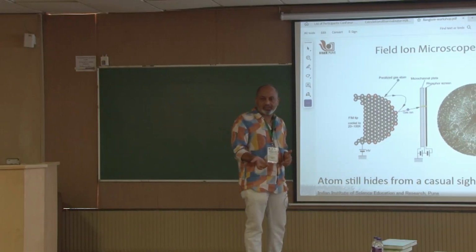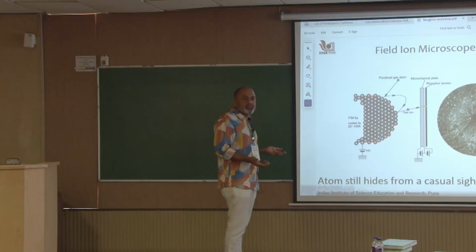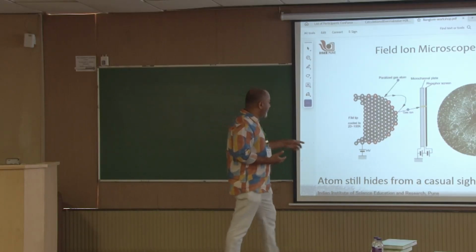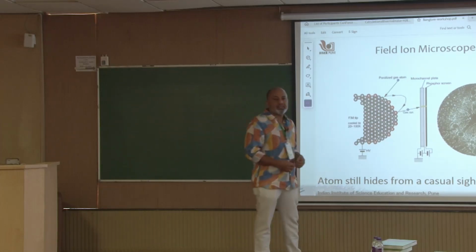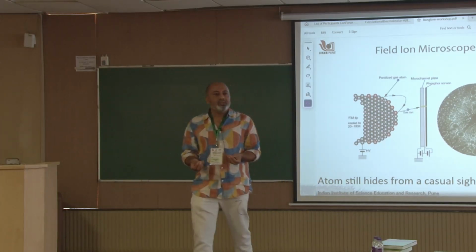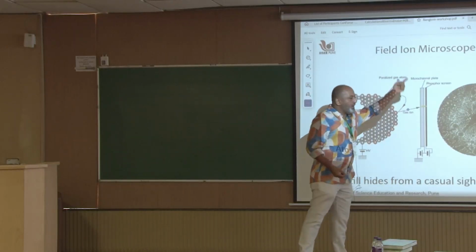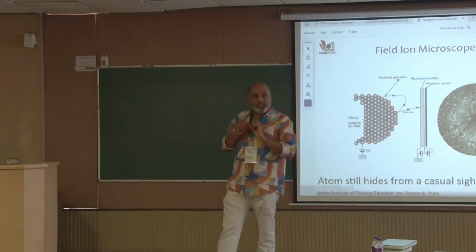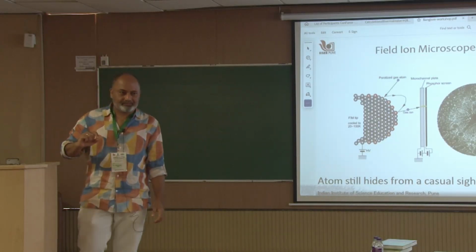So now it's positively charged, and the tip is sitting at a positive voltage, and the tunneling occurs. Both of them are now positively charged, and then the atom is repelled from the tip and goes and strikes the screen and carries the information from where it came.